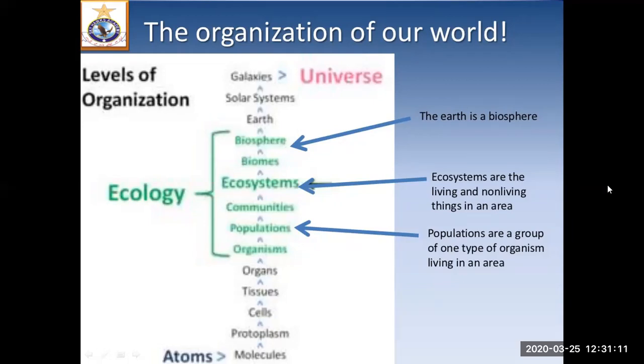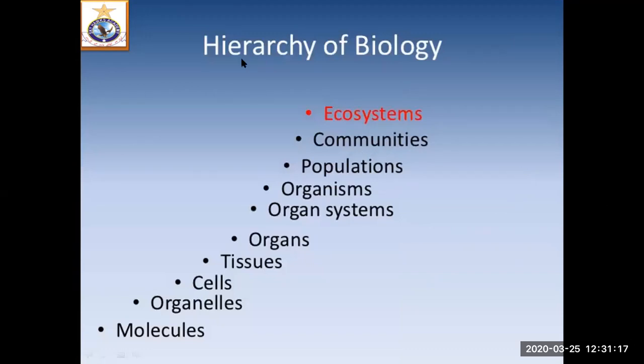So let's see the next slide. Now this is the hierarchy. Can you read this? The hierarchy of biology: ecosystems, communities, populations, organisms, organ systems, organs, tissues, cells, organelles, molecules. So we are starting from the molecules right from the bottom, and we are reaching the ecosystem. So the ecosystem contains all these listed elements, and we will talk about them one by one.